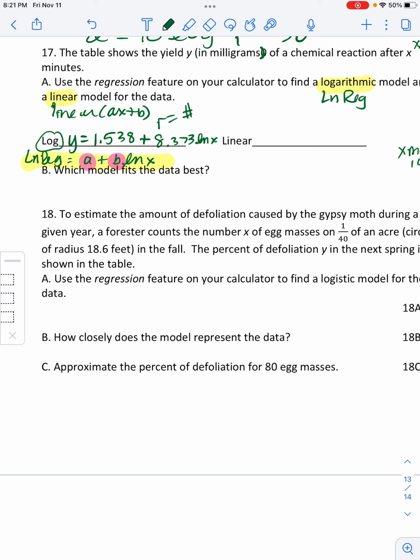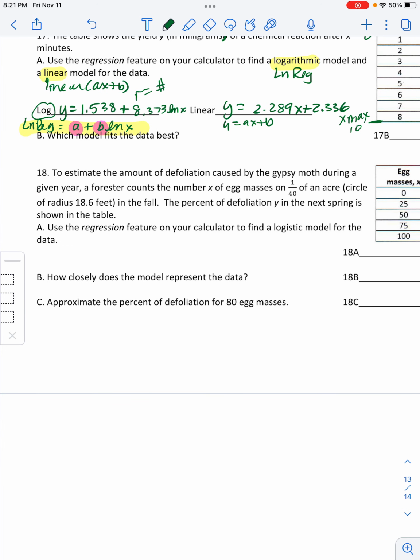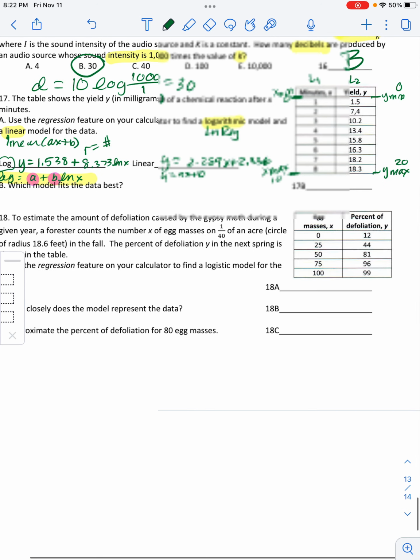Linear. Okay, I just go back, I leave my points in the calculator, I go back and I do stat, calculate, linear regression, and then it'll kick out my A. It'll say y equals ax plus b. It'll tell me my A and B. So I got 2.289x plus 2.336.